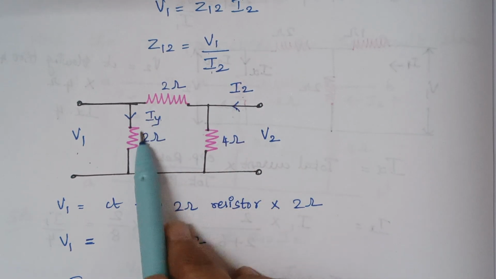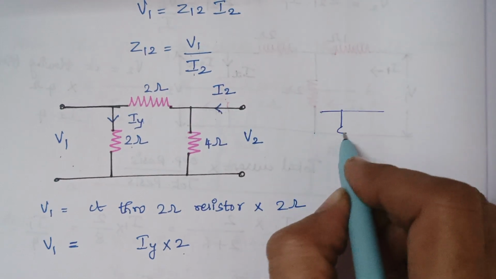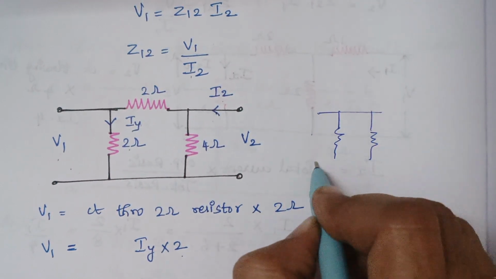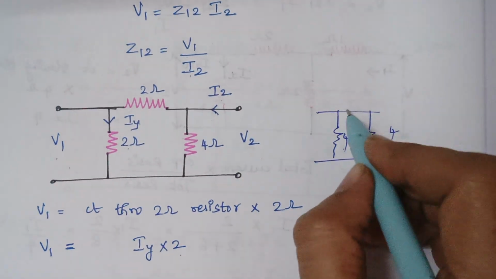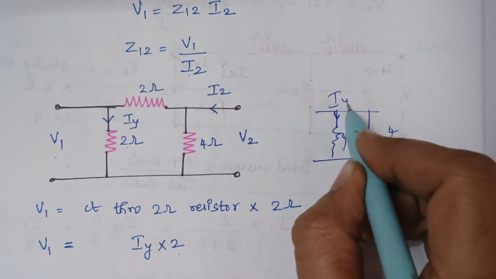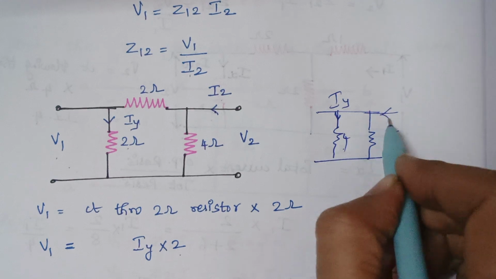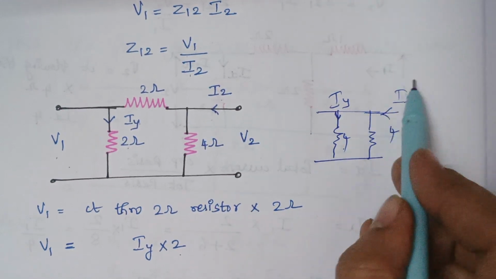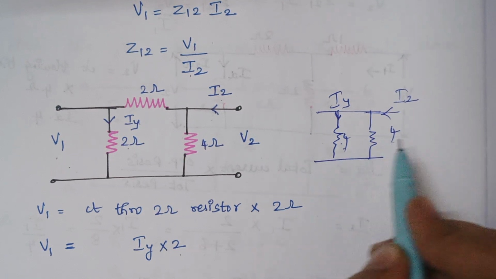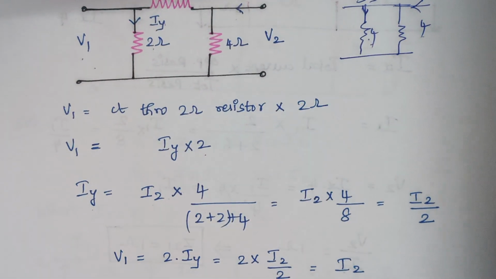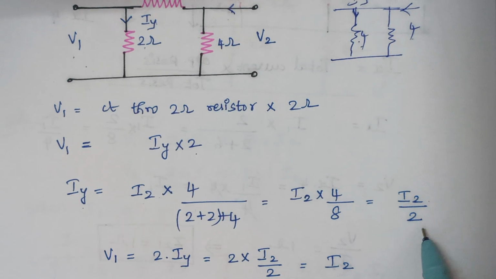Again here these two resistances come in parallel. Here we will have the circuit just like this. Here it is 4 and here it is 4. 2 plus 2 makes 4. So we want the current that flows through this path IY, and here the total current is I2. So total current into opposite resistance 4 divided by total resistance 4 plus 4. So here it is 4 by 8, which is I2 by 2.